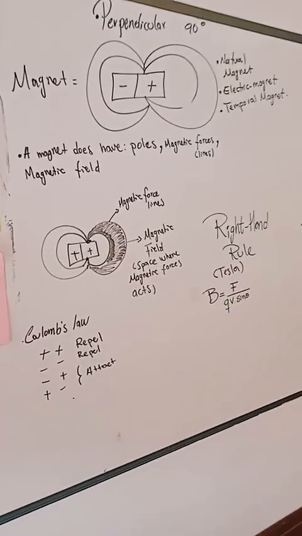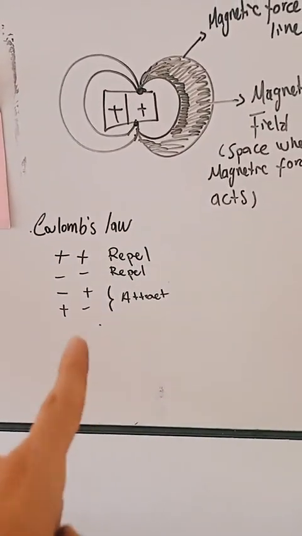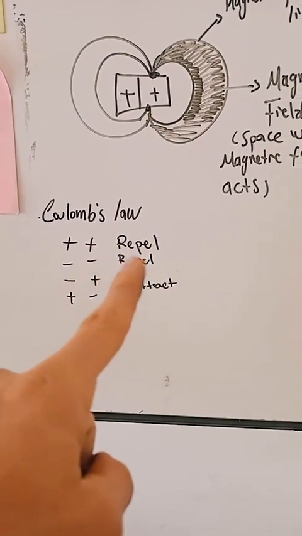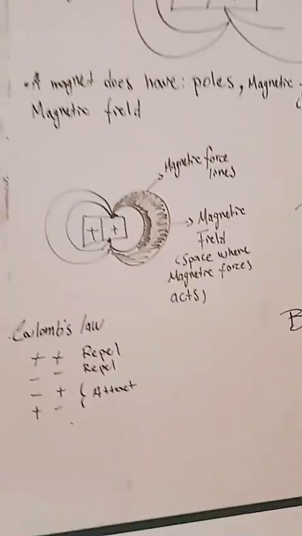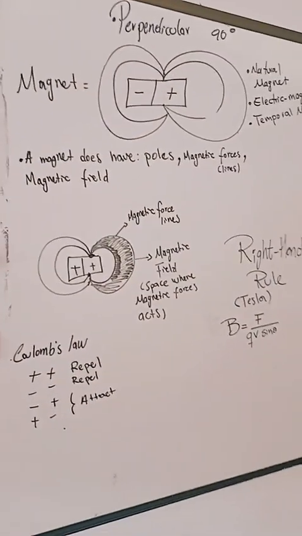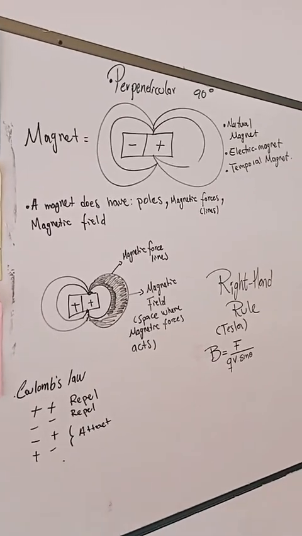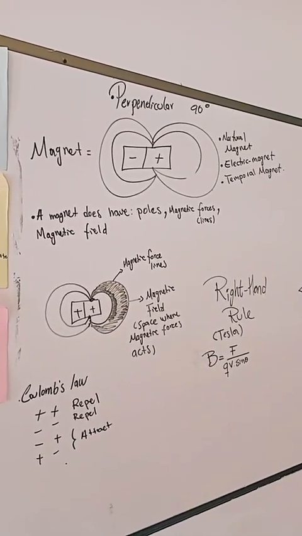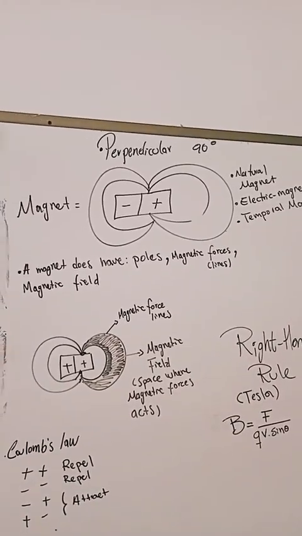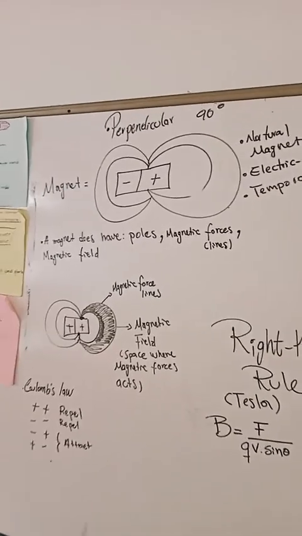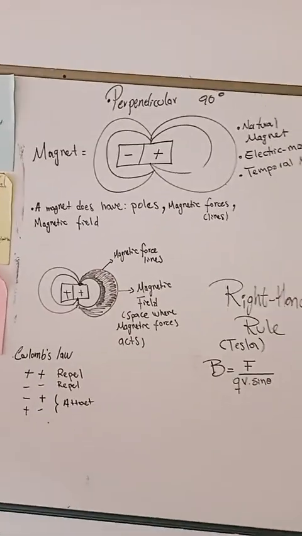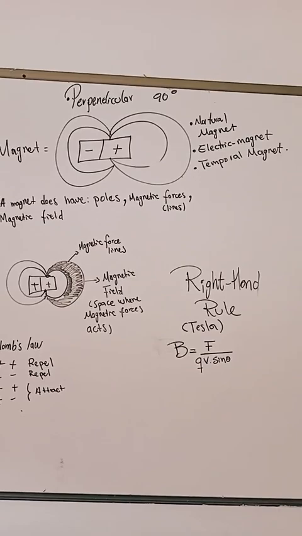Let's recall Coulomb's law. What is Coulomb's law? The same charges are repelled, plus repels plus, minus repels minus, and different charges attract. That's the main point of magnets, Coulomb's law, okay? It's being applied on magnets because a magnet has poles. It has two poles, the north and south pole, the positive and negative. A magnet does have poles, magnetic forces.